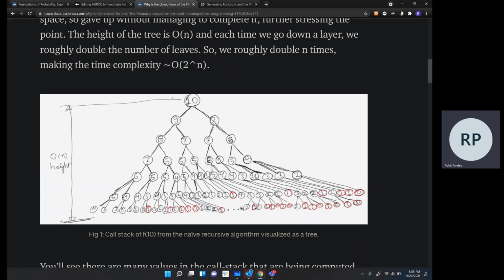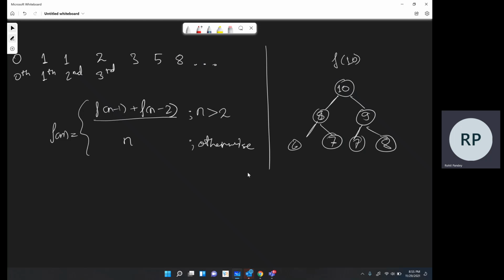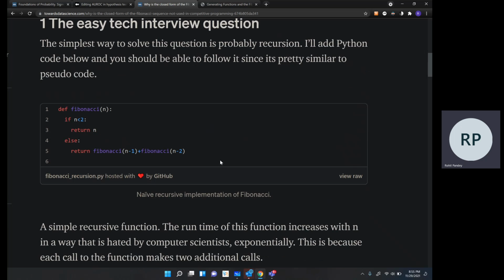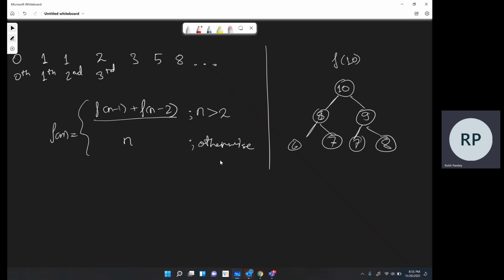And that really hammers in the point. Even for f of 10, you need so many calculations, so many recursive calls. And there's a lot of repetition here. Think about the number of times you're seeing f4: 1, 2, 3, 4, 5, 6, 7, 8, 9, 10, 11, a lot of times. And each time you see f4, this recursive method just calculates it from scratch. It doesn't care that you've already calculated f4, so let me just use the previous value.